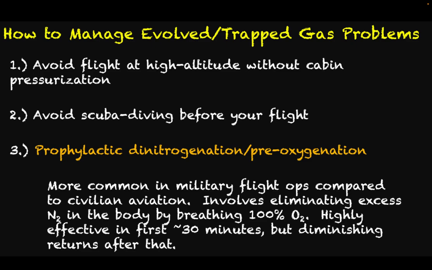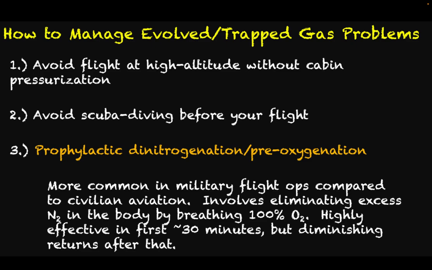So this is highly effective the first 30 minutes that you breathe oxygen. The idea is that, as we said, you eliminate excess nitrogen through your lungs. So if you're breathing 100% oxygen, you are eliminating nitrogen without introducing new nitrogen into your body. So again, this is highly effective at stymieing the effects of DCS because you are getting rid of that pesky nitrogen out of your body.